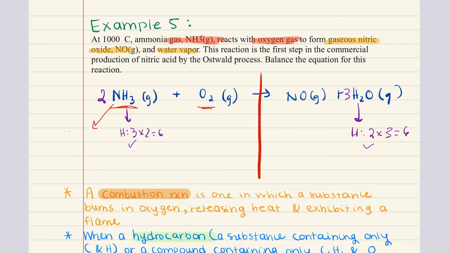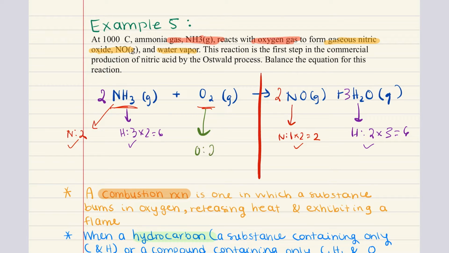On the reactant side, we have 2 nitrogens. On the product side, we have 1 nitrogen. So if we add a coefficient of 2 right here, now the nitrogens are balanced. So far, so good. Now we have oxygen left.